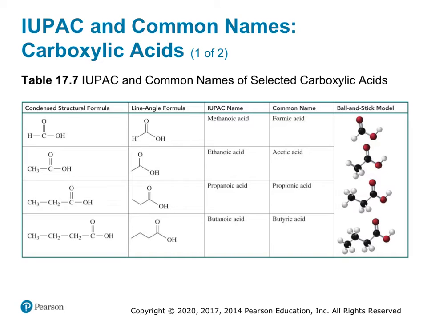So the first 4 carboxylic acids have both an IUPAC name and a common name. So methanoic acid is known as formic acid. Formic acid is the acid in ant bites, if you've ever been bitten by an ant. Ethanoic acid, of course, is the acetic acid we find in vinegar. Then you have propanoic acid, propionic acid, and butanoic acid, butyric acid. So common names and IUPAC names as well.